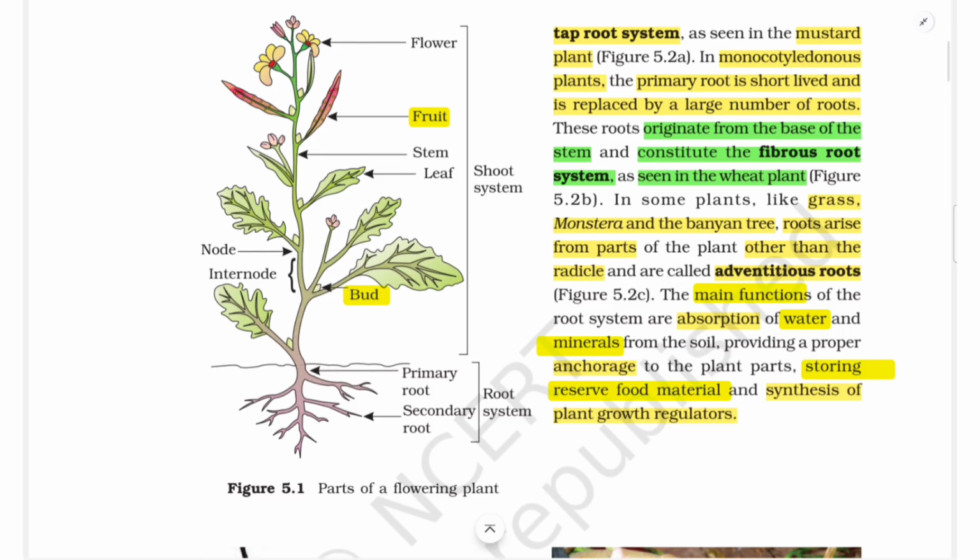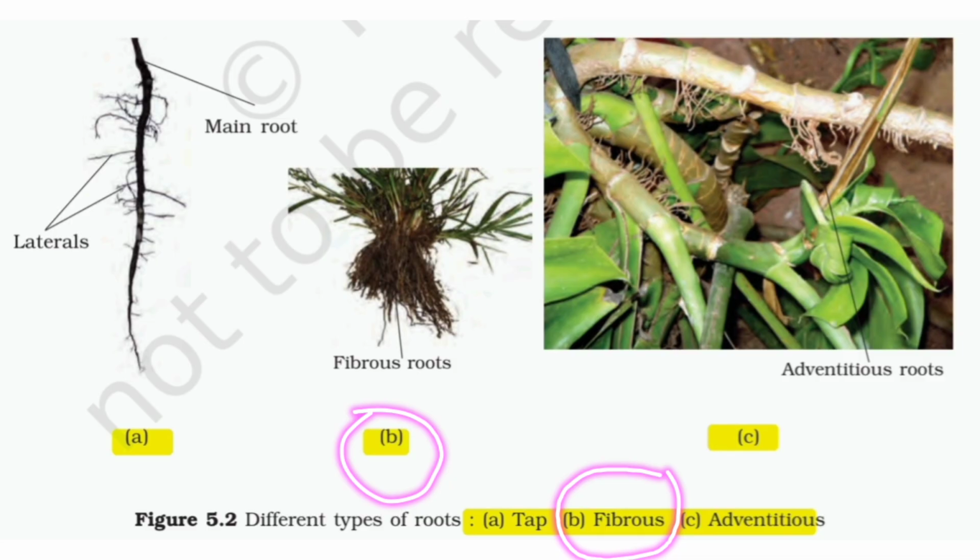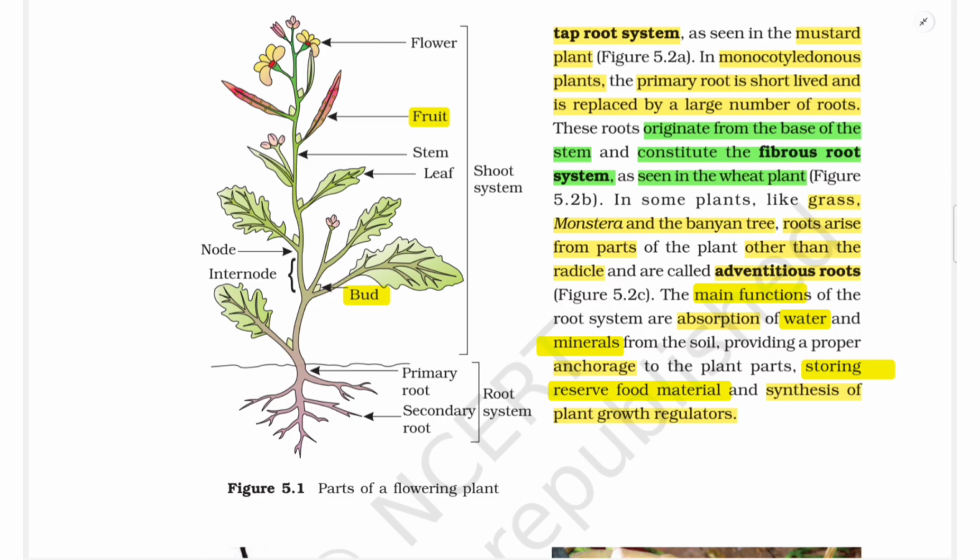In monocotyledonous plants, the primary root is short-lived and is replaced by a large number of roots. These roots originate from the base of the stem and constitute the fibrous root system, as seen in the wheat plant, Figure 5.2b. In some plants like grasses, Monstera, and the banyan tree, roots arise from parts of the plant other than the radicle and are called adventitious roots.